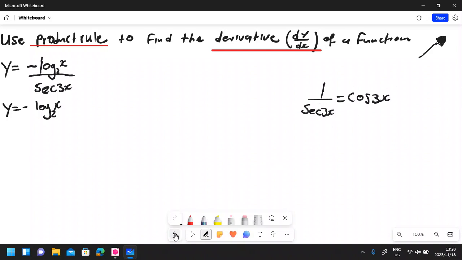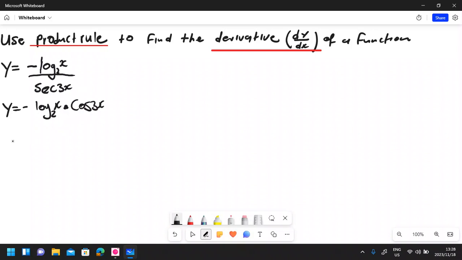Right, now let's rewrite it then. Don't forget, guys, we need to multiply. So this is going to be multiplied by cos 3x. Now this is doable using the product rule. Remember, when you use the product rule, the two functions must multiply each other.